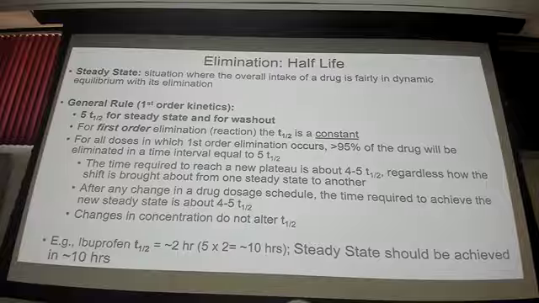So if it takes 5 half-lives for ibuprofen at the bottom to be cleared from our body, we would take the half-life times 5 to get 10 hours. And so that means it would take 10 hours for the drug to be removed from our body, or if we're giving that drug continuously, it will take 10 hours for the drug to reach steady state. Any questions about that?